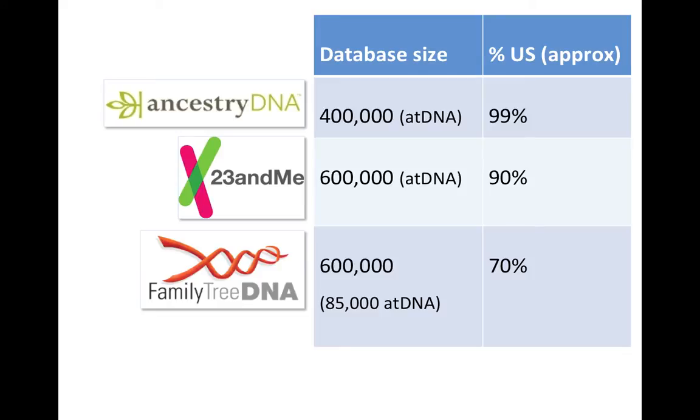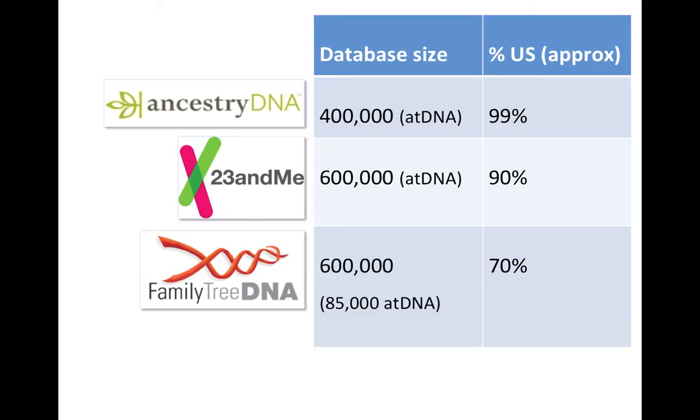We'll also be talking about three different companies. And the reason why we recommend testing with three different companies is because each of them has its own database. And in order to swim in three different pools, we should test with three different companies. And those three companies are Ancestry DNA, which has a database size of about 400,000, most of it being autosomal DNA, and 99% of the people in the database are in fact American. 23andMe, in contrast, contains about 600,000 people in its database. All of them have been autosomal DNA tested, and about 90% of these people are based in the US.